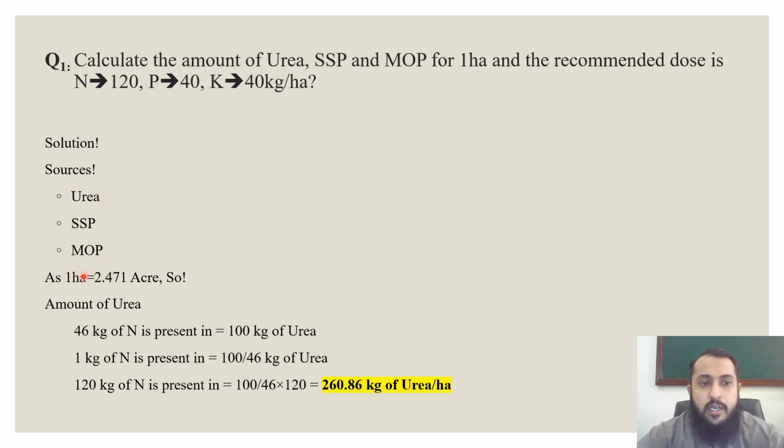Because the dose of nitrogen, phosphorus, and potassium is given for 1 hectare, we only have to calculate the amount of urea in the following way. By the unit method, we know 46 kilogram of nitrogen is present in 100 kilogram of urea, and 1 kilogram of nitrogen is present in 100 divided by 46 kilogram of urea. Finally, 120 kilogram of nitrogen is present in 100 divided by 46 multiplied by 120. So 260.86 kilogram of urea should be required for 1 hectare.